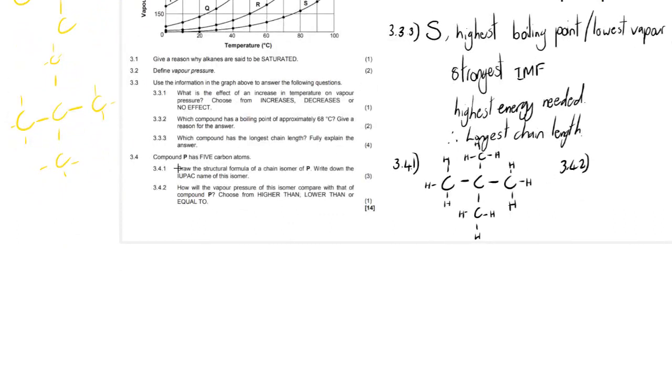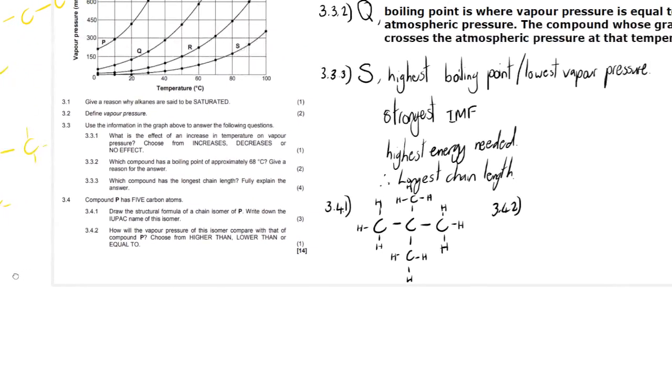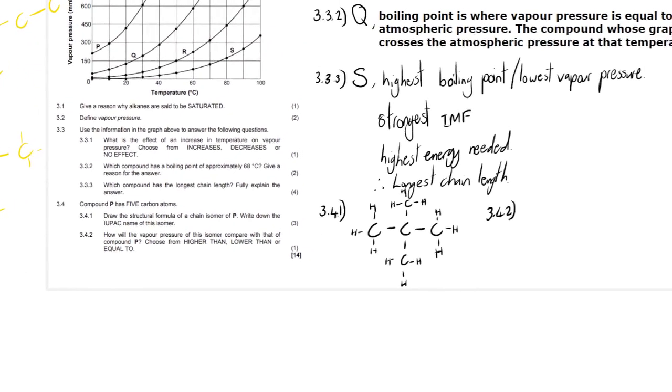3.4.2. How will the vapor pressure of this isomer compare with that of compound P? And here we need to talk about branching and how branching affects it. And so vapor pressure, branching reduces the surface area. And so by reducing the surface area, we are decreasing intermolecular forces. And when we decrease intermolecular forces, the vapor pressure becomes higher. Or by decreasing intermolecular forces, boiling point becomes lower.